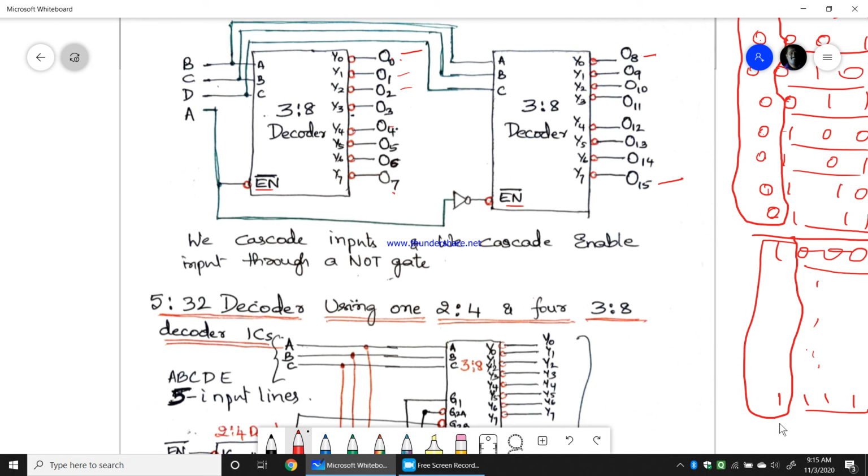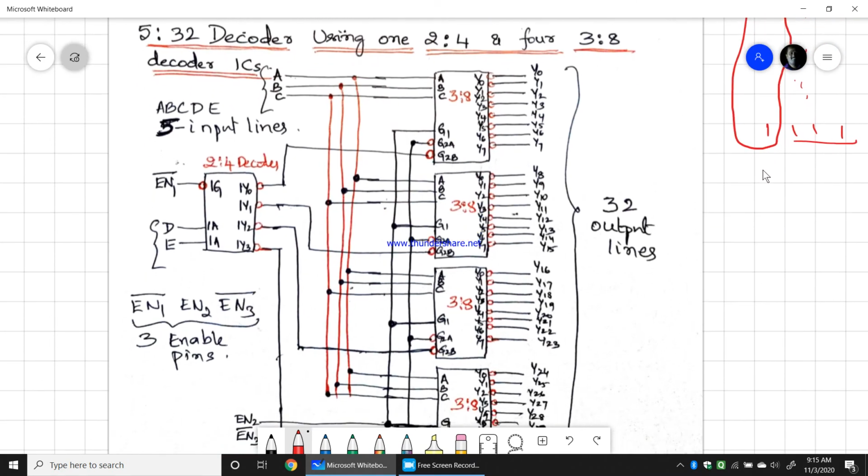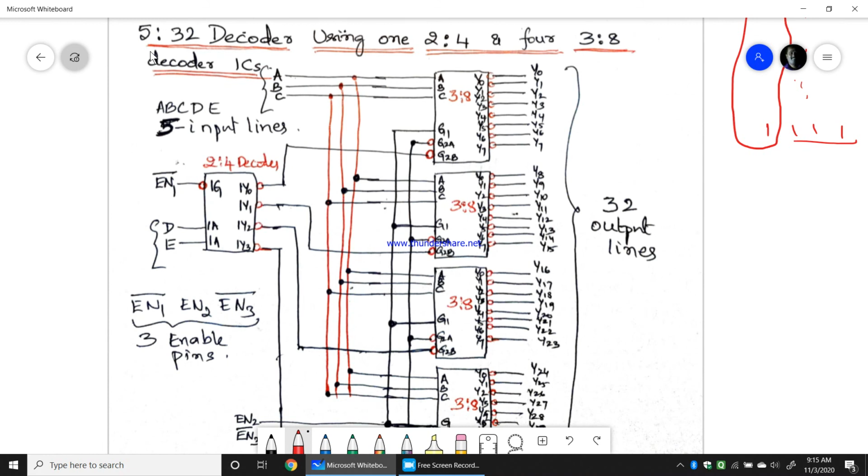Similarly, you can cascade in some more combinations. So let me see how to design a 5:32 decoder using a 2:4 and four 3:8 decoders. So 5 inputs, 32 outputs, using 2:4 and 3:8.